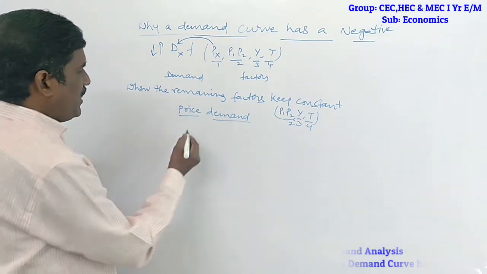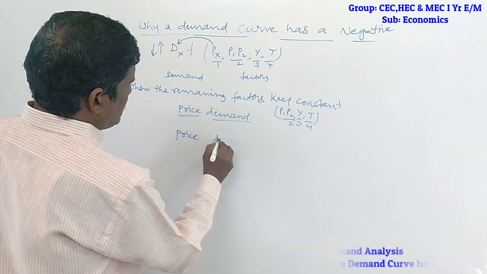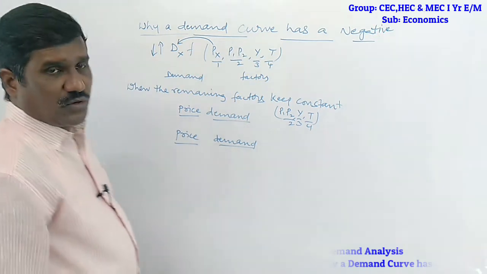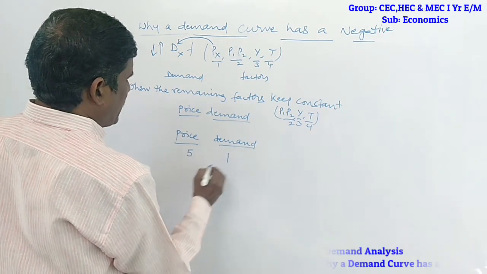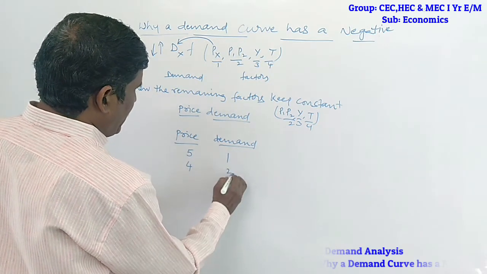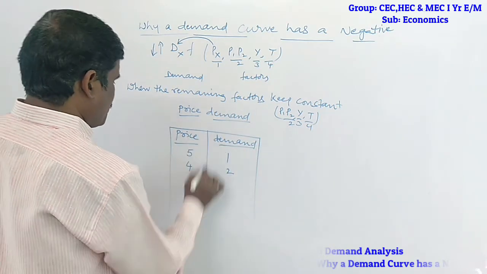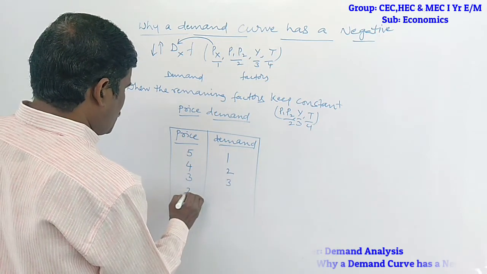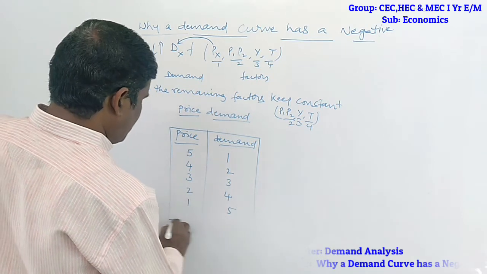Okay, so here once again, price and demand. For example, at 5 rupees, the demand for the commodity is 1. Then at 4 rupees, the demand is 2. Then at 3 rupees, it is 3, then 4, and at 1 rupee it is 5.